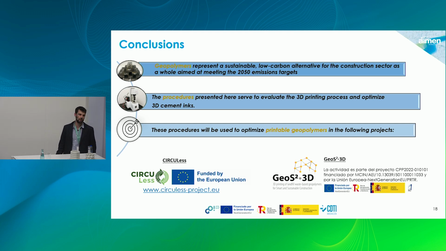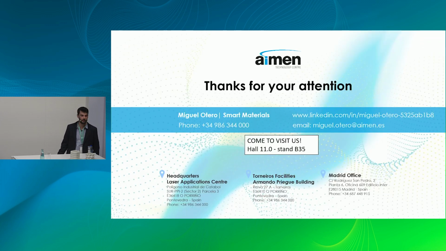Circulus project is a European project whose main objective is to obtain procedures to recycle construction and demolition waste and to find new added value for this waste, which is 3D printing. And in the GEOS 3D project, we have to develop printable geopolymers from construction and demolition waste with acoustic and thermal insulation properties. And that's all for my side.